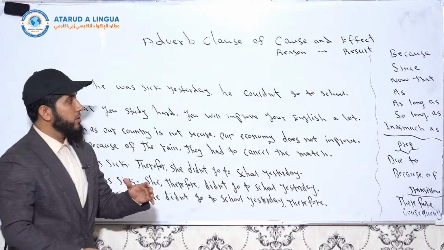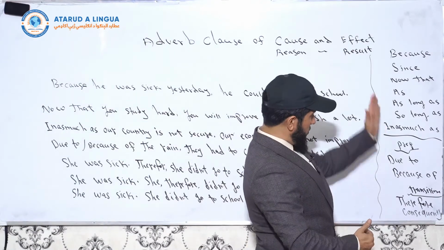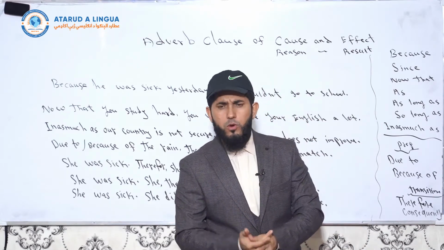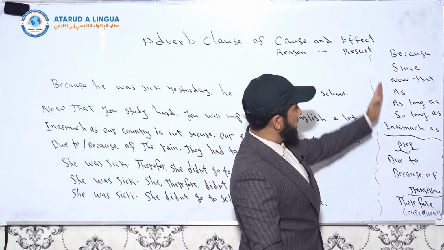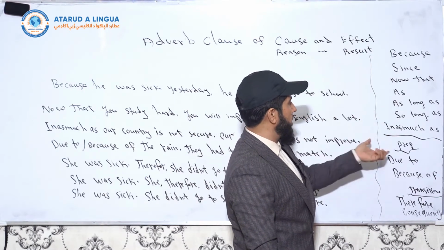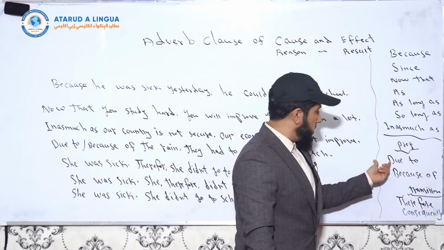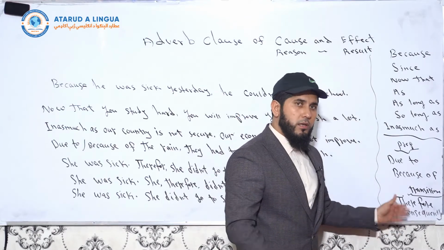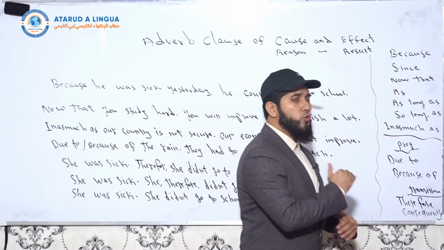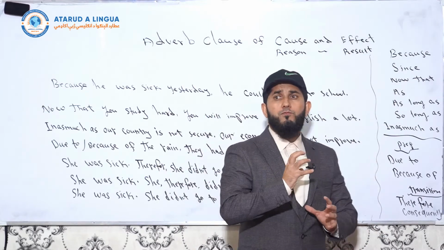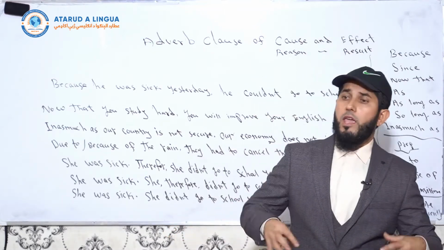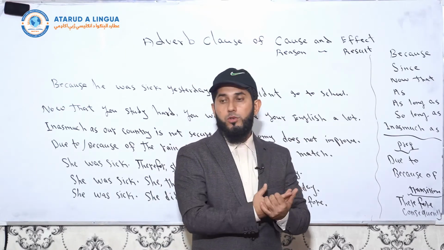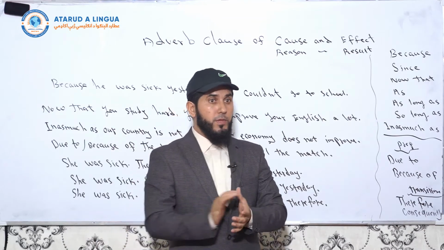These words, as I've told you before, could in general be called connectors, linkers, or adverb clause words. Up to here, these are conjunctions: because, since, now that, as long as, so long as, inasmuch as. Due to and because of, these two are prepositions, okay? And therefore, consequently, and one more word, thus, these are transitions. All of these words are used for the same purpose and have the same meanings. But the usages of these words are different, okay?